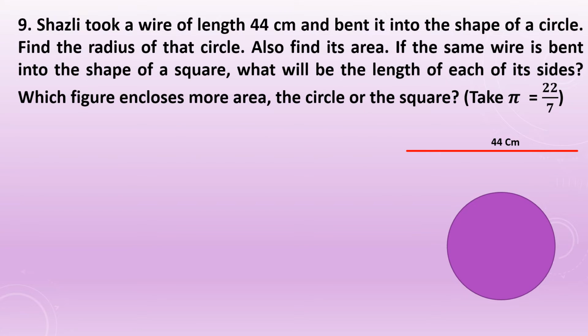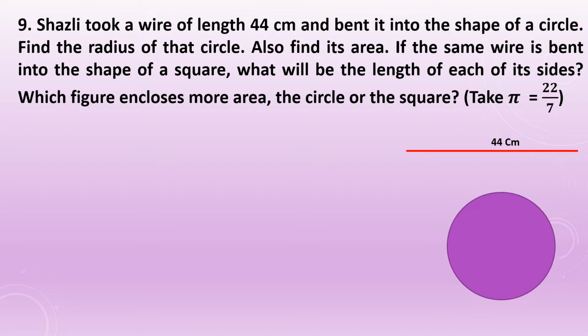Question number 9. Shazli took a wire of length 44 centimeter and bent it into the shape of a circle. Find the radius of that circle. Also find its area. If the same wire is bent into the shape of a square, what will be the length of each of its sides? Which figure encloses more area, the circle or the square? Take pi equal to 22 upon 7.